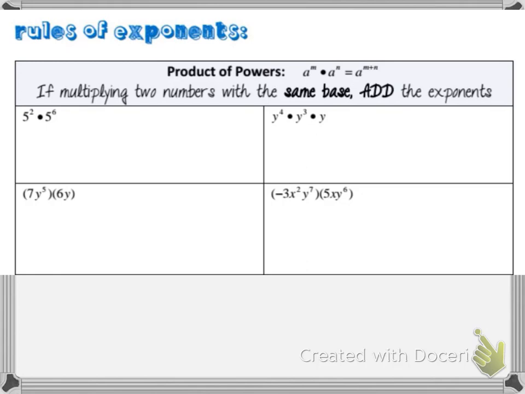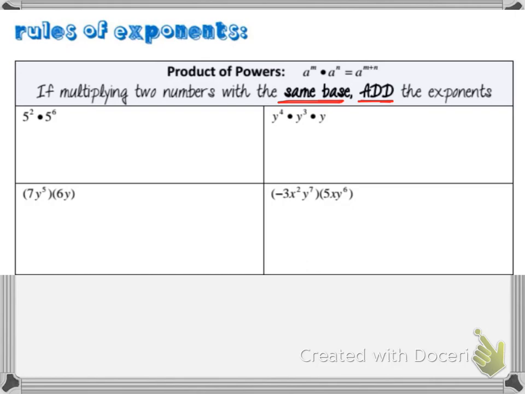So the first rule having to do with exponents is called product of powers. Basically, when you are multiplying, because remember these are multiplicative rules, when you are multiplying the same base, you add the exponents. So the first thing we're going to do in the first example with the fives, we have 5 to the second power and 5 to the sixth power.